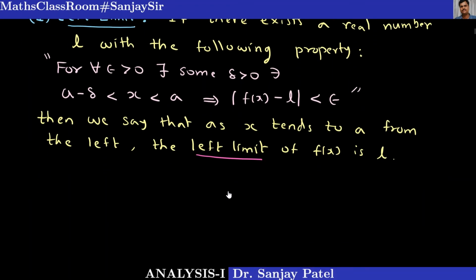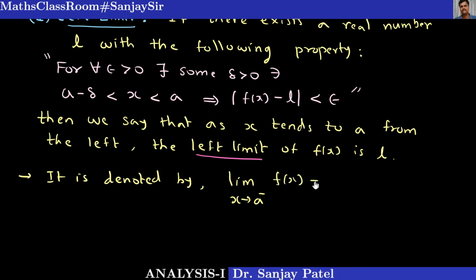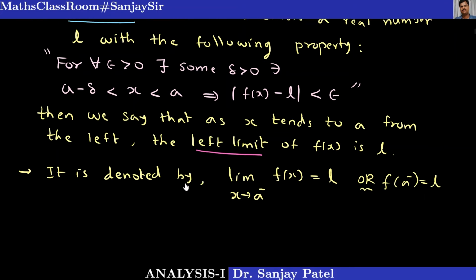And symbolically, it is denoted by, as we have discussed earlier, the two symbols, limit x tends to a minus f(x) is equal to L, or f(a minus), remember this new notation, f(a minus) is equal to L. Same way, we can define the right hand limit like this.